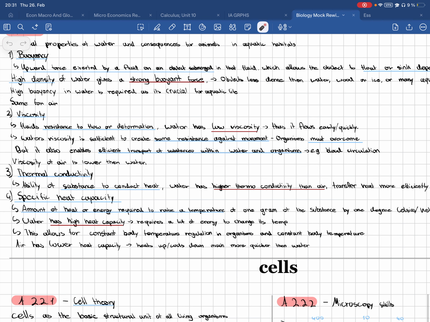So, water has this high heat capacity. Thus, it requires a lot of energy to change its temperature. This allows for constant body temperature regulation in organisms. Now, air has a lower heat capacity, so you can kind of compare it. This means that air heats up and cools down much more quickly than water.